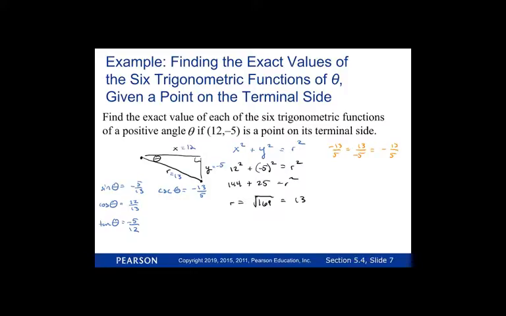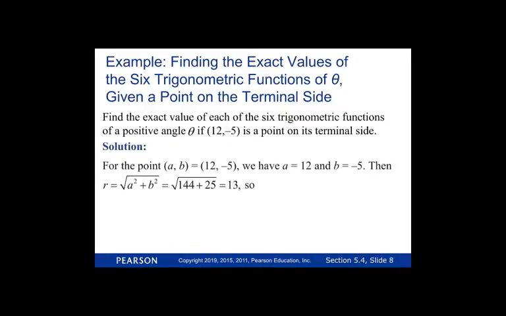Okay, what's the reciprocal of cosine? Secant, just secant. Secant theta, 13 over 12. Reciprocal of tan is cotan, cotan theta, and that's going to be what? Negative 12 over 5. Okay, these should be our results. Any questions here? Okay, let's see how we do.